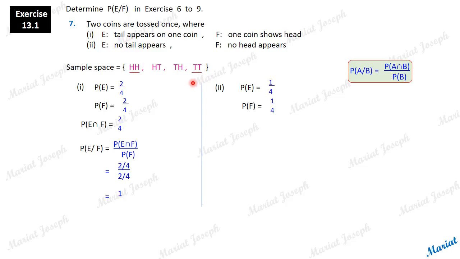Now this time, what is a common element to E and F? E has only this one outcome. F has only this one outcome. And of course, there is no common element. Hence, the intersection probability is 0. Probability of E intersection F is 0. Hence, conditional probability of E given F, using the formula, probability of intersection upon probability of F, is equal to 0 upon 1 by 4. That's equal to 0.